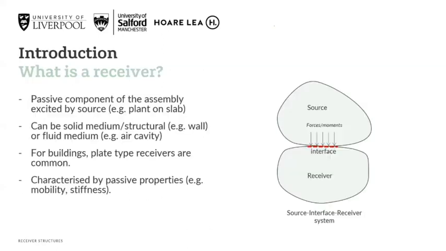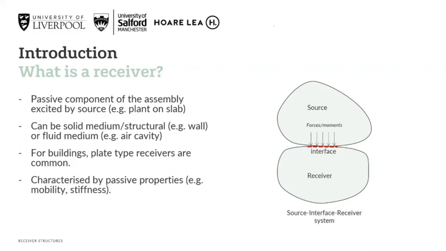Okay. All right. So what is a receiver? Typically we'll have a dynamic source and receiver assembly. Your source will be the active part, which will generate some combination of forces or moments into the receiving structure, which is what we call the receiver. Now, an important thing to note is that the receiver itself is not an active part. The receiver is a passive component of the assembly, which is excited by the source.